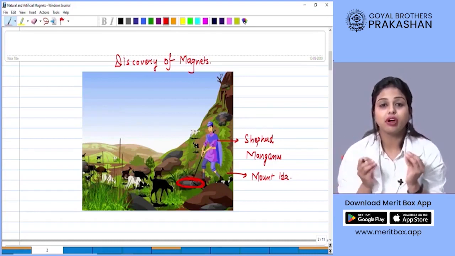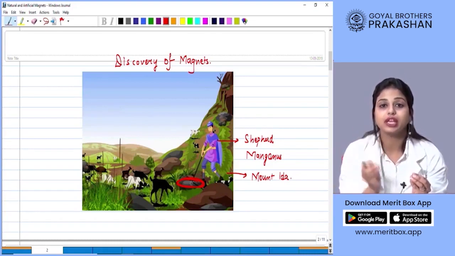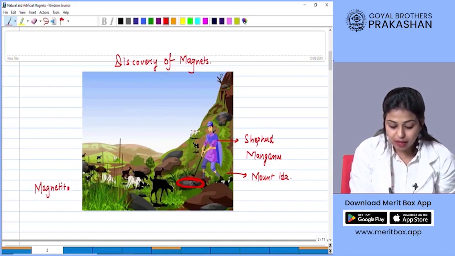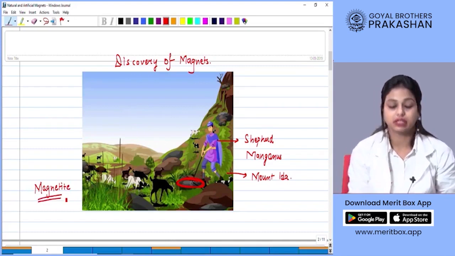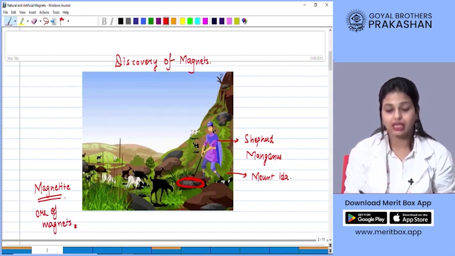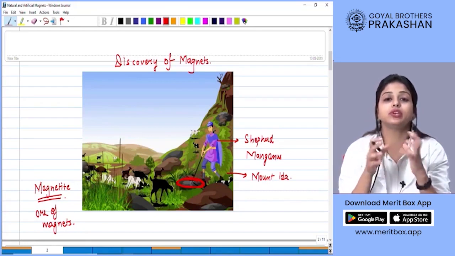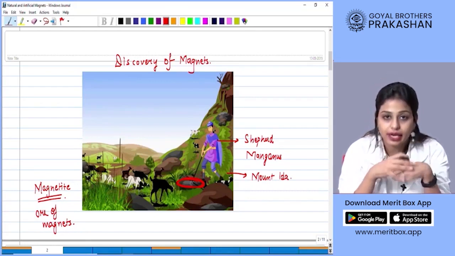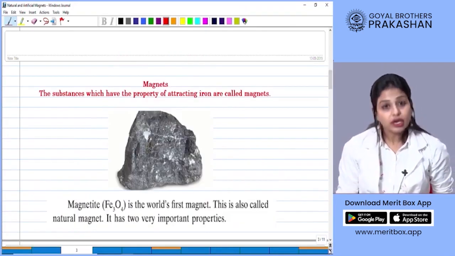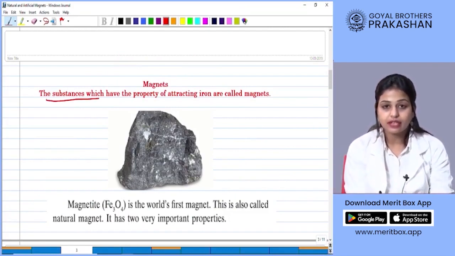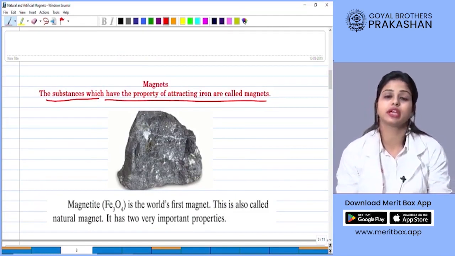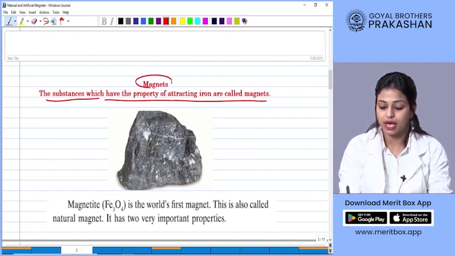Actually, he did not know he discovered a very important stone that was called magnetite. And this magnetite is nothing but the ore of magnets. That means these are the material that had a property to attract objects made of iron. So this is how magnets were discovered. Now, what are magnets? Magnets are the substances which have the property of attracting iron. So, any object that can attract iron can be termed as a magnet.